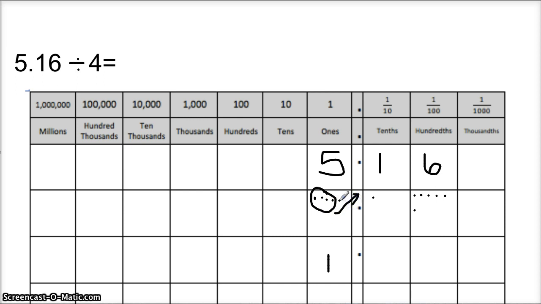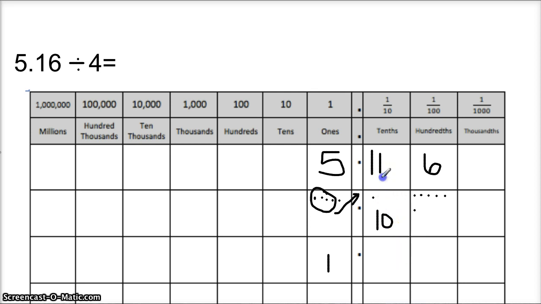So that 1 in the ones column is still worth 10 times as much as it is here. So when I scoot it over, that means I'm actually scooting over 10 tenths, which is the same as 1, 1. Okay, so I have now 11 here. And I know 11 divided by 4 doesn't work evenly, so I have to think about what is the highest I can go without going over.